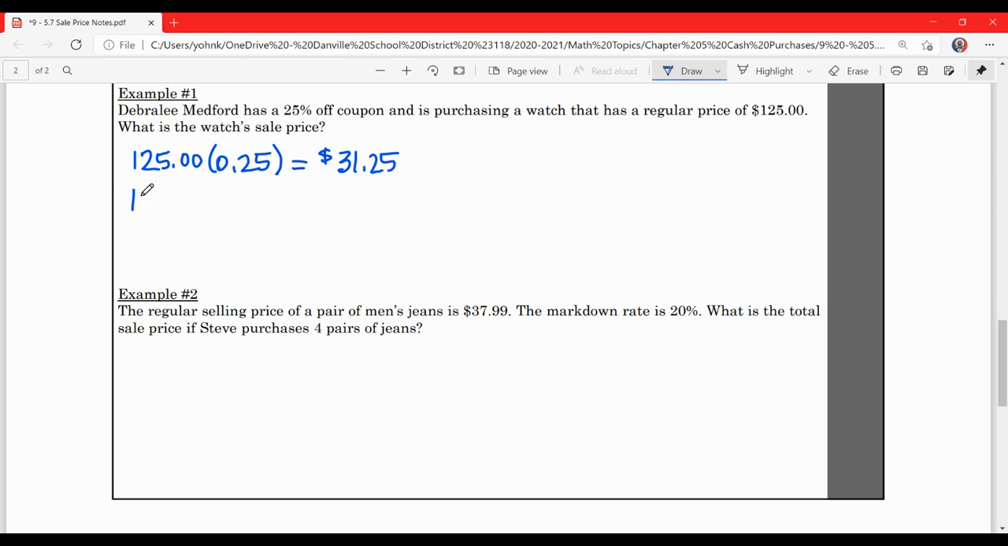So to find the price that I pay, I take the 125 and I subtract off the $31.25. That means that the watch is going to be $93.75. So Deborah Lee, when she buys her watch, is going to pay $93.75.